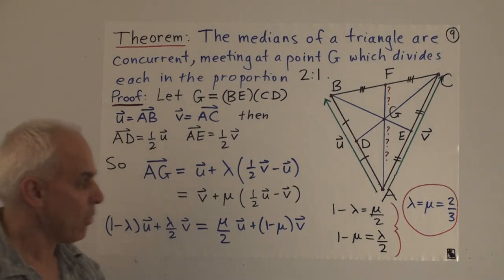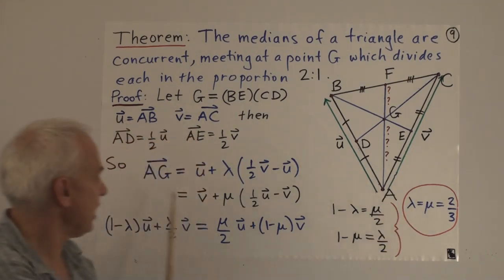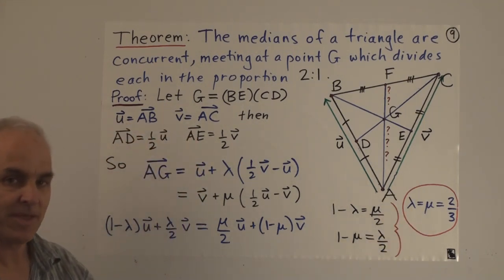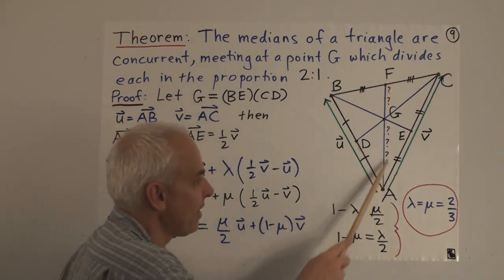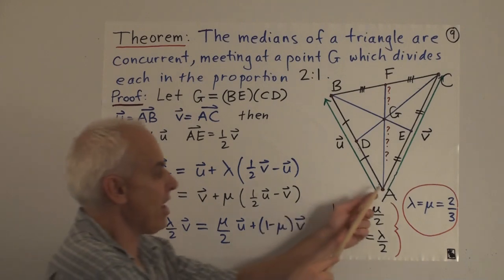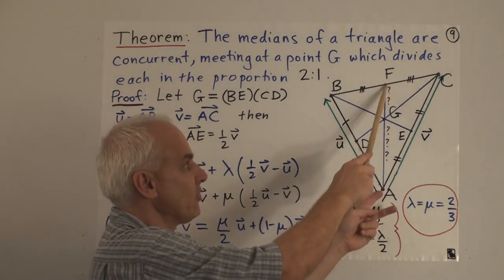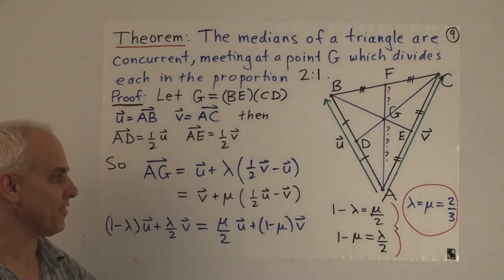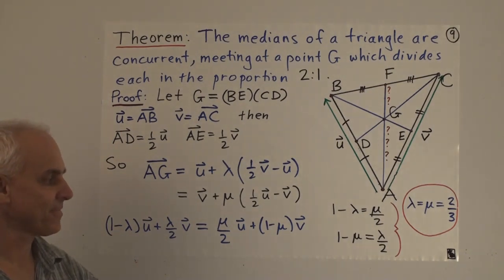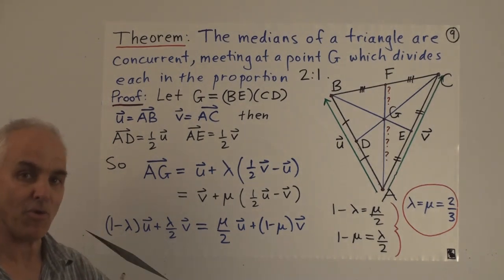Another way of seeing that would be to plug these two values into our formula for A of G. And I'll let you do that to conclude that this vector is then a multiple of this vector from A to F. Okay, so you can see if you can figure that out. Let's have a look at one more theorem.